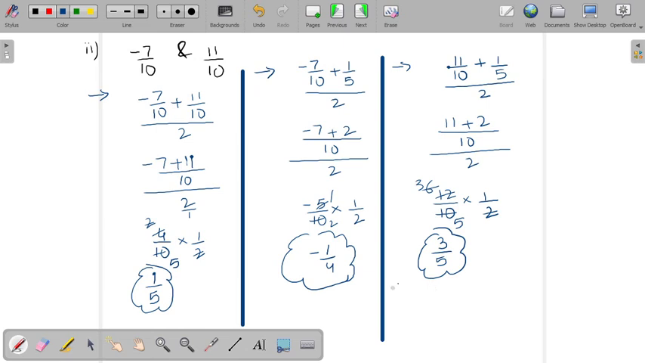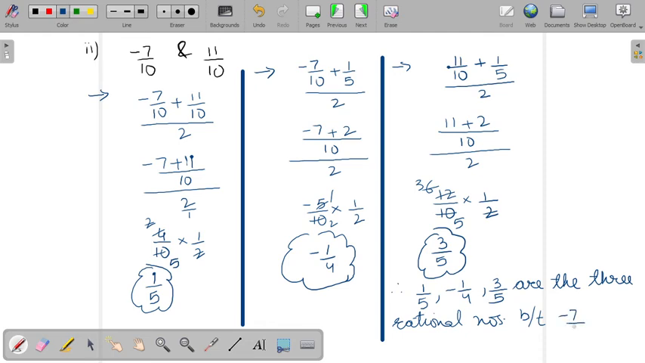So therefore, how will you end up? कैसे इसको end करेंगे? Therefore, 1 by 5, minus 1 by 4, 3 by 5 are the three rational numbers between minus 7 by 10 and 11 by 10. Like this, you can find out other rational numbers also.